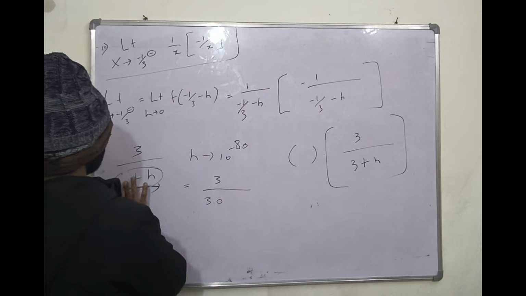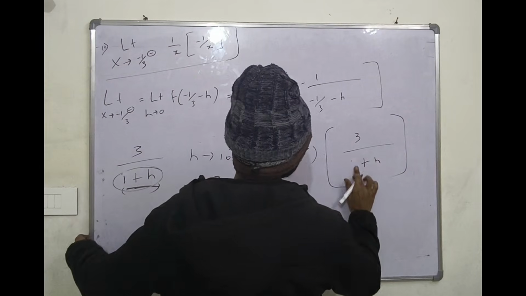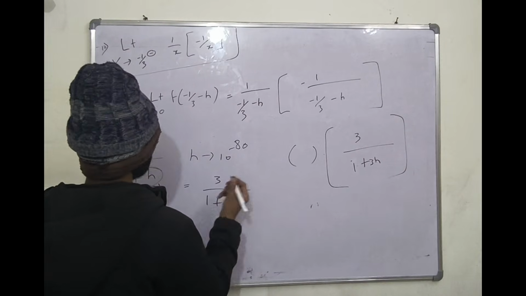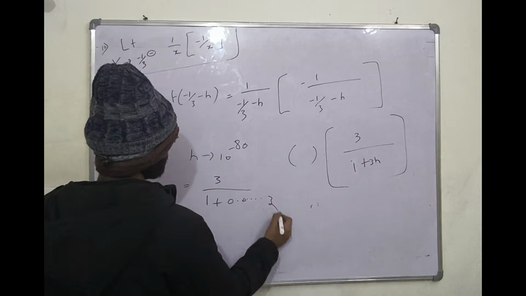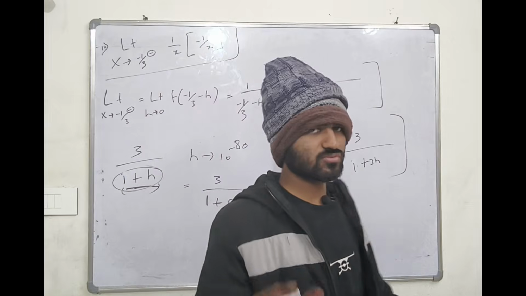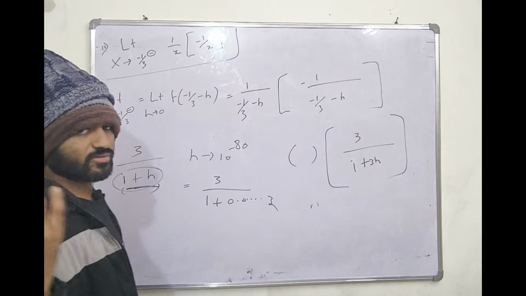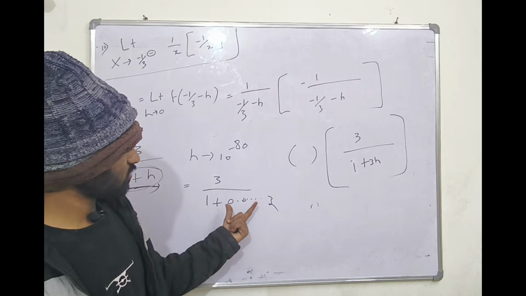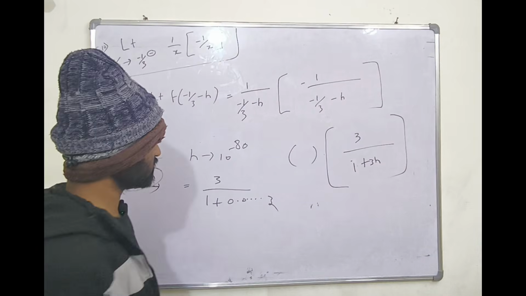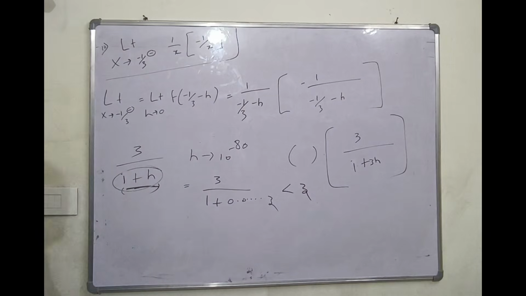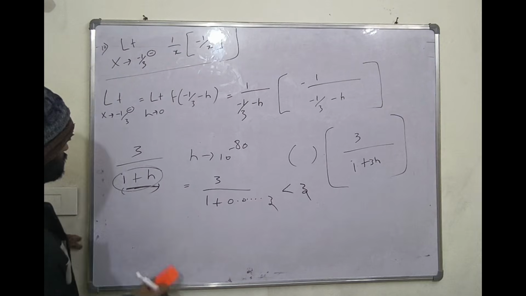So 1 plus 3h. Okay, sorry, 1 plus 3h, where h is 0.00003. So it is just greater than 1. The value of 3 by 1 is 3, so 3 by 1 plus 0.00003 is 1.00003, so its value is just less than 3. Understand?